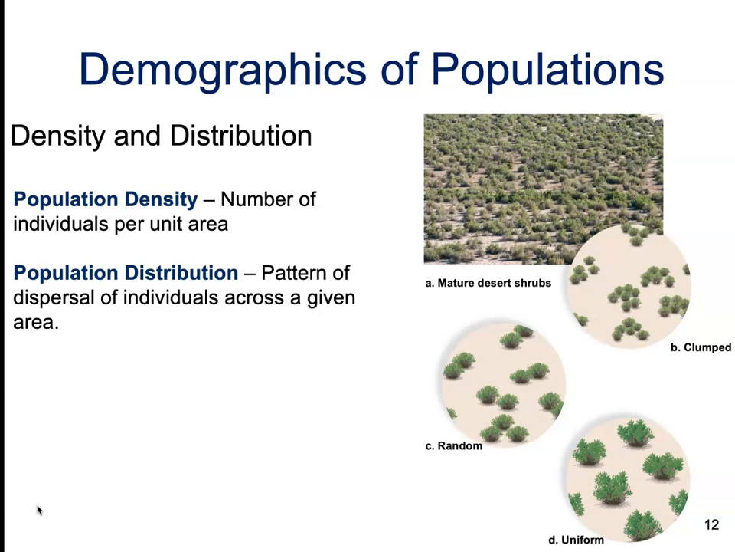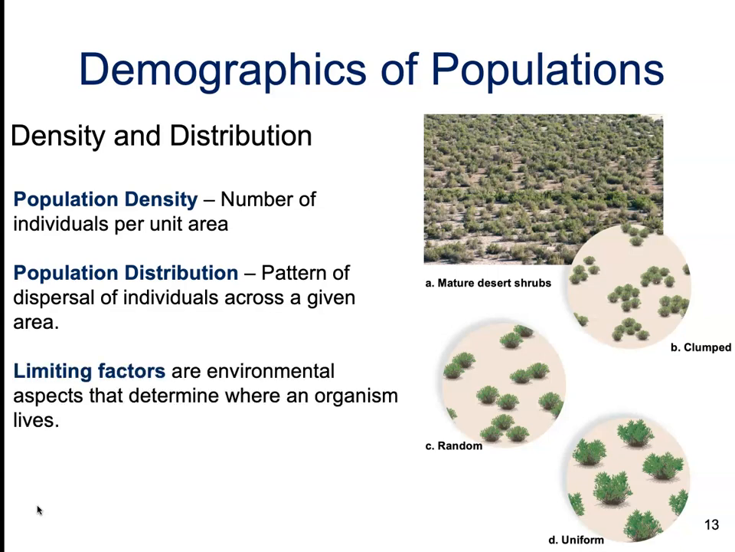There are going to be things that affect population distribution and density, things like limiting factors. Limiting factors are environmental aspects that determine where an organism lives. Trout live in cool mountain streams where oxygen content is high. Carp, on the other hand, can tolerate a lower oxygen concentration. So, because they don't have such high oxygen requirements, they live in warmer waters that tend to be muddier and murkier and easier to hide in. So these are going to determine where organisms can live.